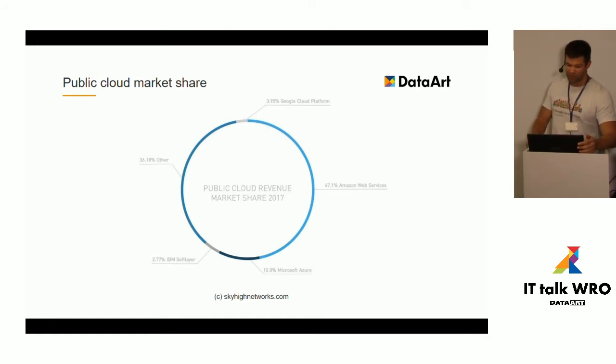And the last slide about the market shows that almost half of the market is occupied by Amazon, and Microsoft and Google have significantly smaller parts of this market, with 10% for Microsoft and 4% for Google. And so today I will present you the Google Cloud Platform. Probably it can be interesting for you because, as you see, the numbers are what they are.